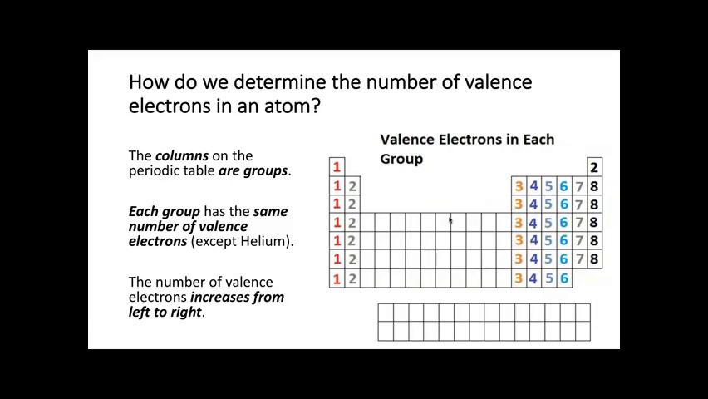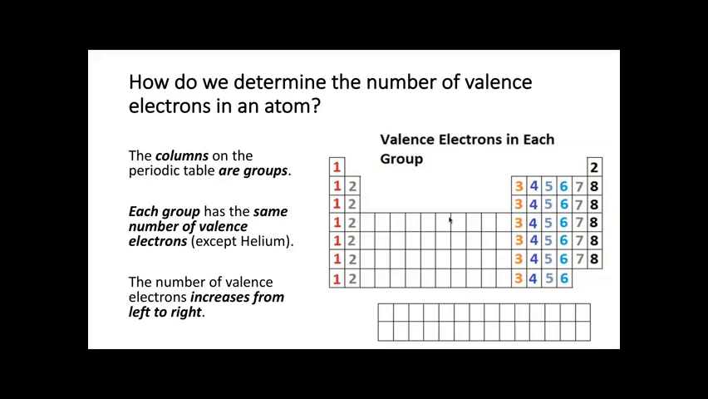The columns on the periodic table are called groups. I would maybe check for understanding. I'd say, who remembers what the rows are called? Hopefully they would say they're called periods. So the columns are called groups, and each group has the same number of valence electrons. I would ask them, okay, someone tell me what a valence electron is again. They would hopefully say the number of electrons in the outermost electron shell.